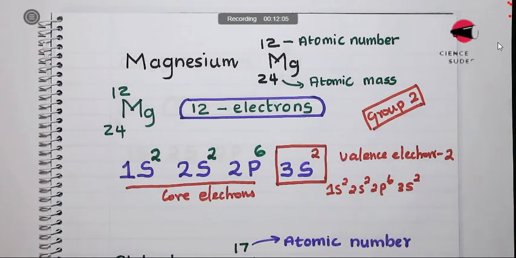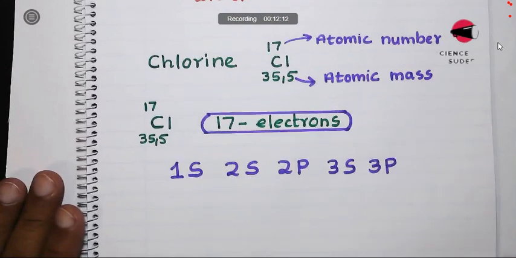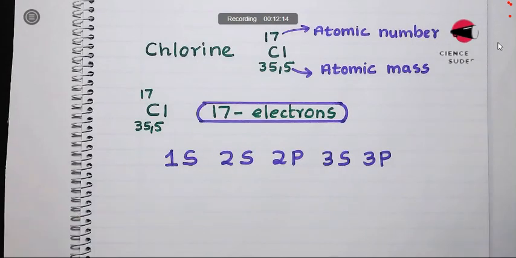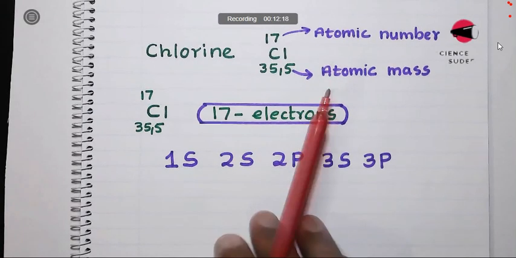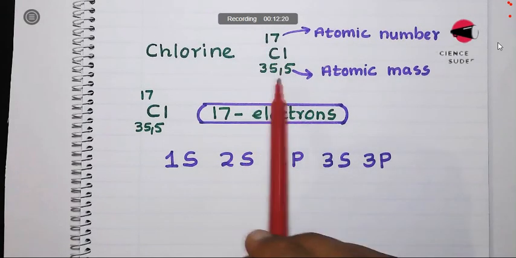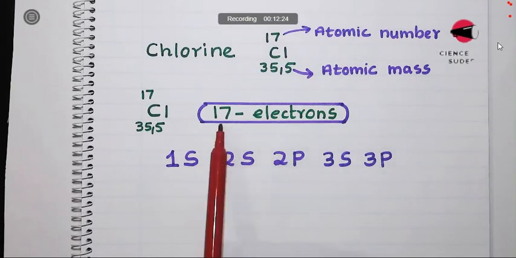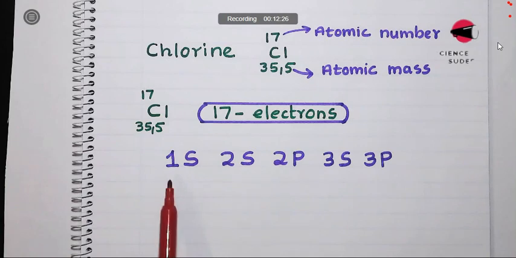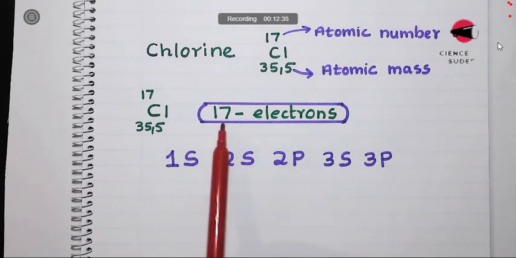Okay, let's have a look at chlorine. What happens with chlorine? Look at the chlorine atom. Chlorine is represented as Cl, 17 and 35.5. 17 is the atomic number, and that's the number of electrons. It has 17 electrons. I wrote the orbitals in order: the first orbital is 1s, then 2s, 2p, 3s, and 3p. I need to distribute 17 electrons among the orbitals.